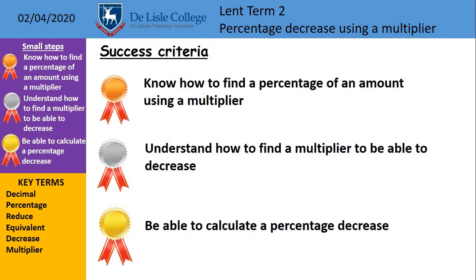So our success criteria for today then, our bronze objective is to know how to find a percentage of an amount using a multiplier. So that's what we've just done with the previous questions. Our silver objective is to understand how to find a multiplier to be able to work out a decrease. That's what we're going to look at now. And then go a bit further with our gold objective and be able to calculate a percentage decrease. So just like the hook question.